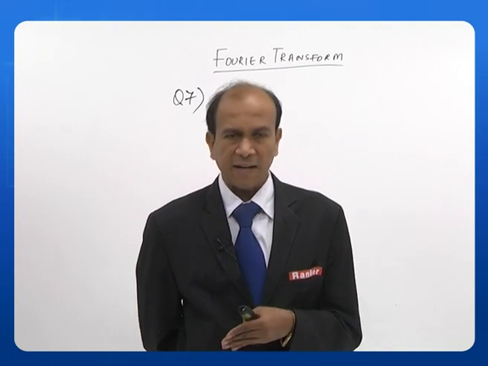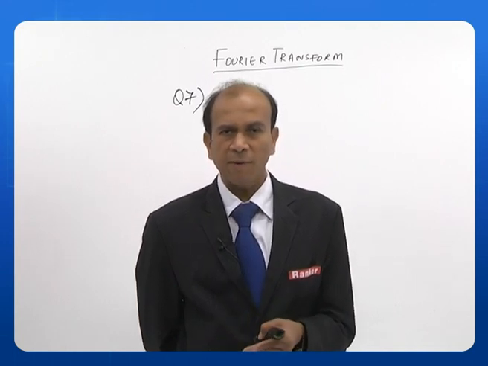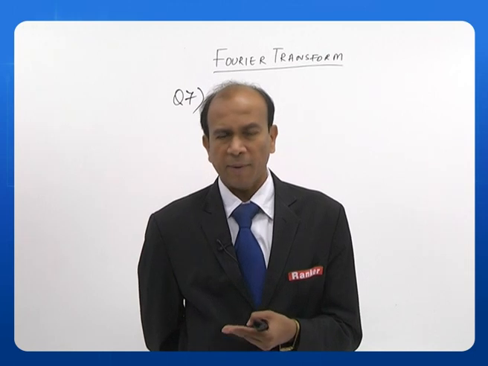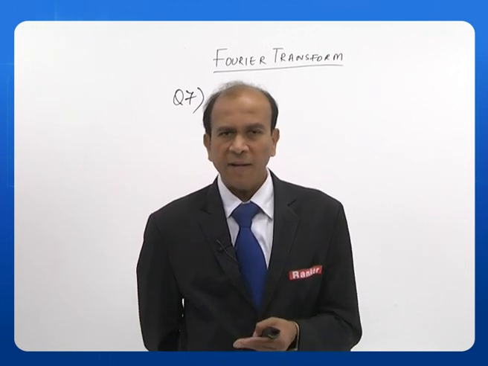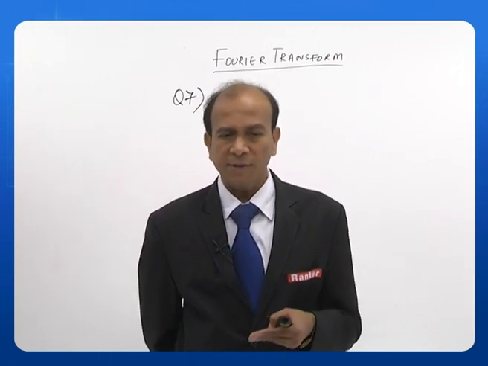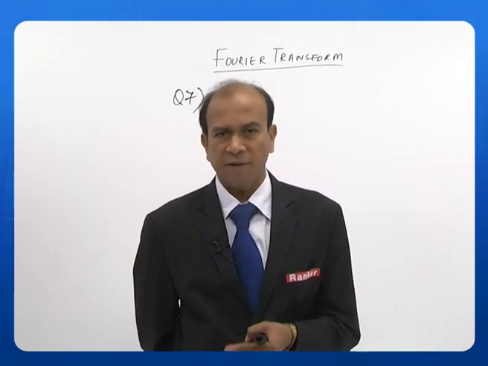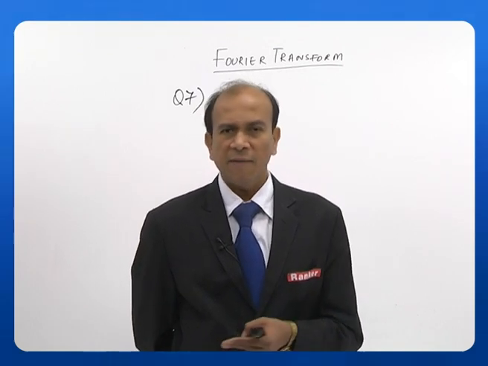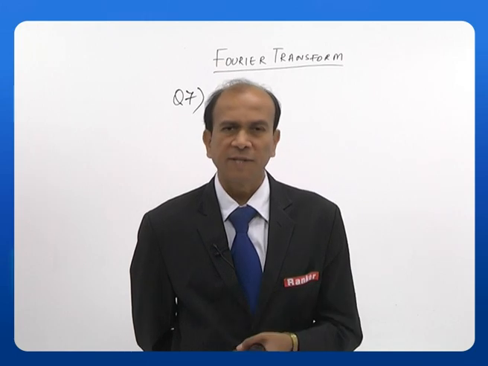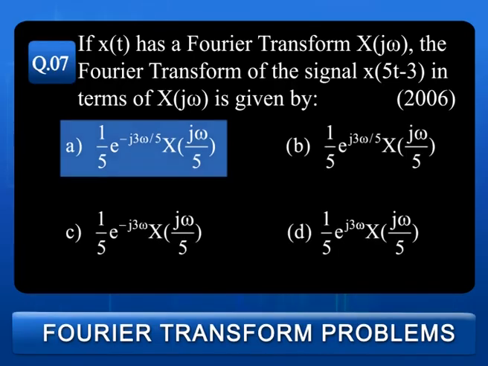If we are now talking about the time shifting property, then we can right away eliminate C and D because that 5 factor is not involved. You have to be very careful here while eliminating. Almost all the choices here are the same. The answer is A.